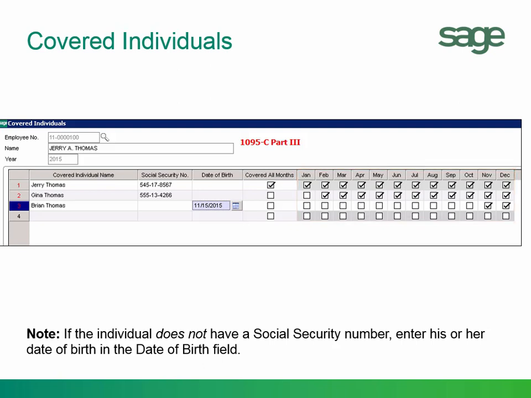Now let's look at this example. Jerry, the employee, was covered all year, and he married Gina on February 6th, so she is covered from February through December. They had a baby in November called Brian, who is covered from November through December.